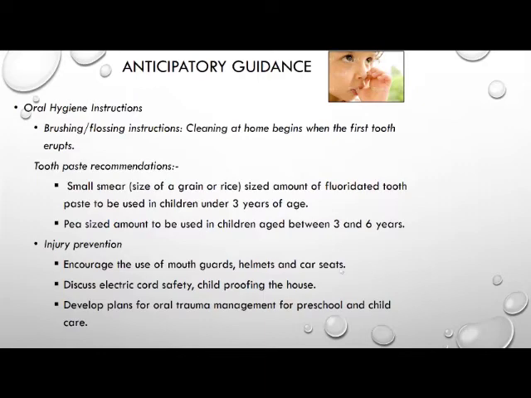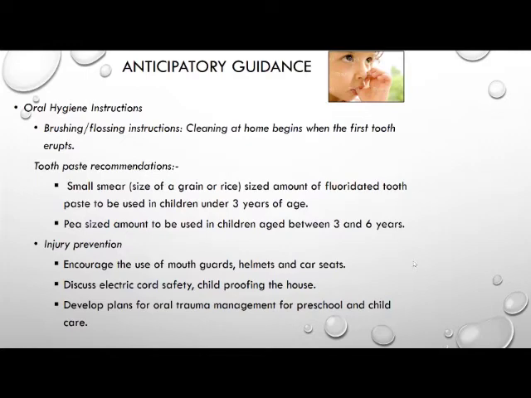teeth. The toothpaste recommendations: you use a small smear, the size of a grain of rice, of toothpaste in children under 3 years of age. This is mainly because they don't know how to spit, and you don't want them swallowing a lot of toothpaste. The other recommendation from the American Academy of Pediatric Dentistry is a pea-sized amount to be used in children between the ages of 3 and 6. The next thing that you generally want to counsel parents on is injury.